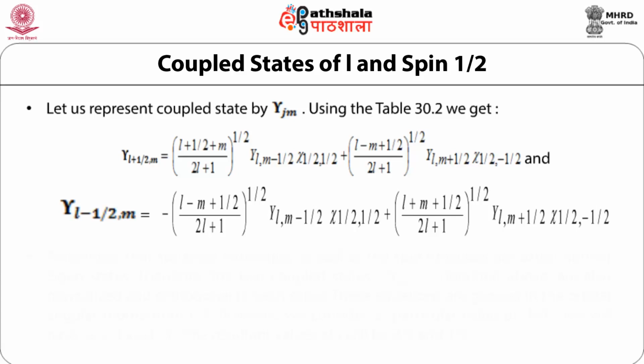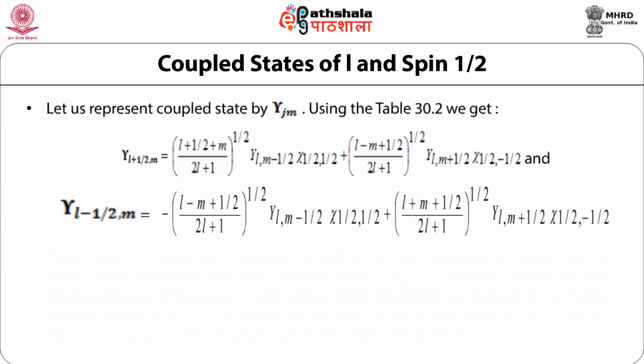Similarly, the other value that we get for the coupled state is Y L minus half comma m is equal to minus of bracket open L minus m plus half upon 2L plus 1 whole to the power half times Y L comma m minus half times xi half comma half plus bracket open L plus m plus half upon 2L plus 1 bracket close whole to the power half Y subscript L comma m plus half times xi subscript half comma minus half.